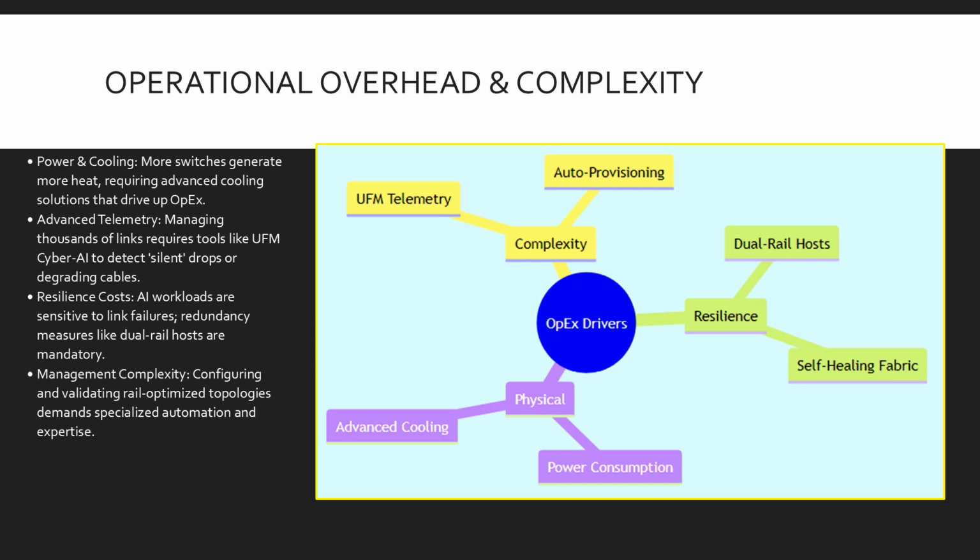This mind map breaks down the operational expense drivers. From the central OpEx drivers node, we branch into complexity, requiring tools like UFM telemetry. We branch into resilience, necessitating investments in dual-rail hosts. Finally, we look at physical costs, where power consumption and advanced cooling demands rise sharply with the added switching infrastructure.